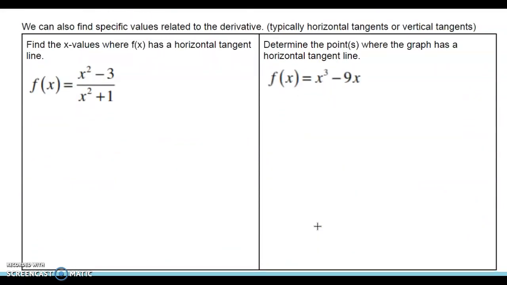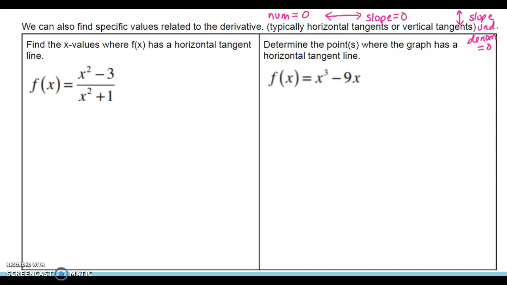Now we can also find specific tangent values. So like horizontal tangents and vertical tangents are pretty popular. So remember, a horizontal tangent means I would have a curve and I would have a horizontal tangent line. So what we know is that our tangent slope is 0. If we have a vertical tangent, then that means our slope is undefined, and that happens when the denominator is equal to 0. So if it's a horizontal tangent, it actually meant your numerator, if you do have a fraction, is equal to 0. Okay?